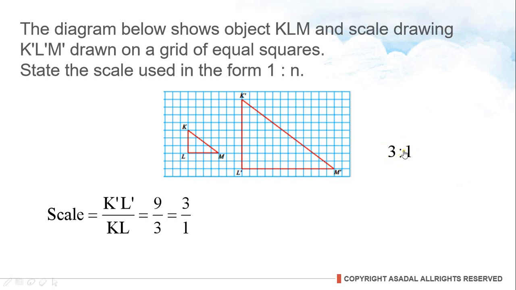But remember, the question wants the form 1:n. So we have to do something here to make it 1. So we divide both sides by 3. Then you get the answer, scale 1:1/3.